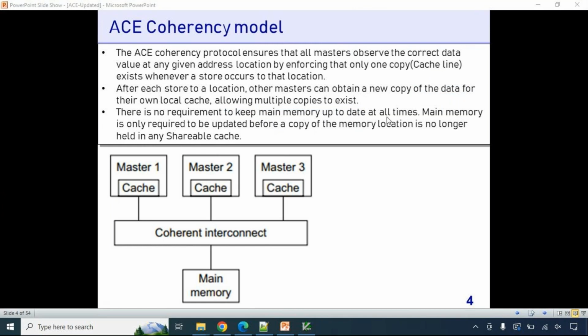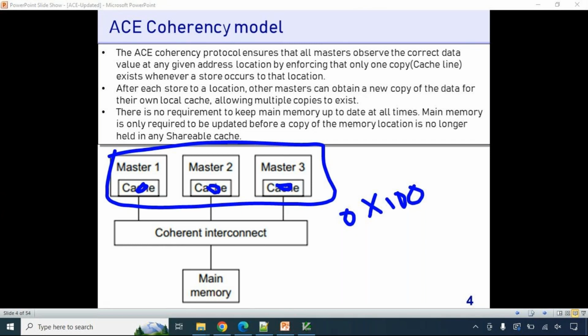To keep main memory up to date all the time. See in this diagram, this is the main memory. We have three processes: master 1, master 2, master 3. Each of them has its own associated L1 cache. Now, the point is, if you are talking about location 100, if that element is present in all these caches, it should have the same data consistently across all these caches.